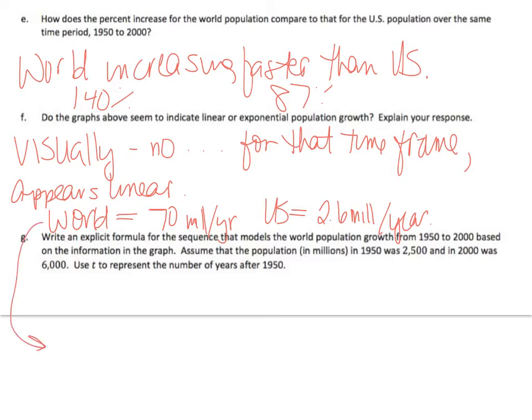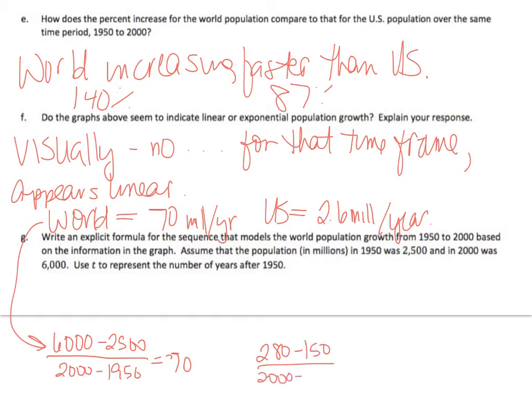To calculate this, I just did 6,000 minus 2,500 over 50 years, the year 2000 minus 1950. That's about 70. And for the U.S., I did 280 minus 150 over the year 2000 minus the year 1950, which is 50 years. That gives me about 2.6. So the world population is growing at a faster rate than the U.S. population.